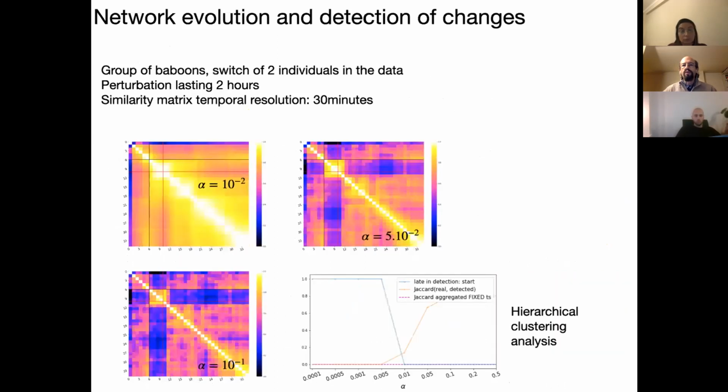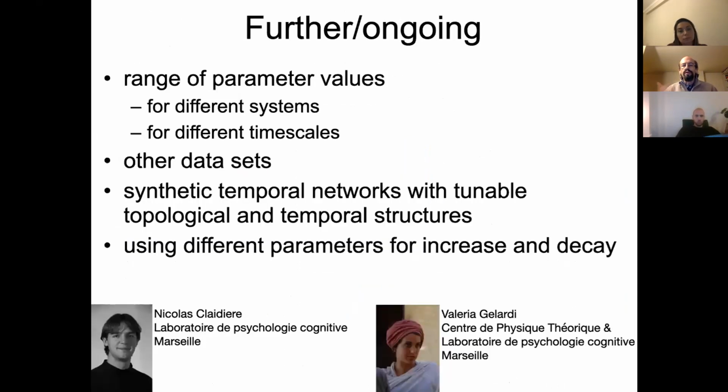But if we go to different time scales, such as a very quick change, once again an artificial change in the data during a couple of hours, then our framework can detect the change quite easily, while the aggregated network will not. So here we quantify that by looking at the Jaccard index between the interval that is detected as perturbed and the interval that is actually perturbed in the data. So I just wanted to show these few examples.